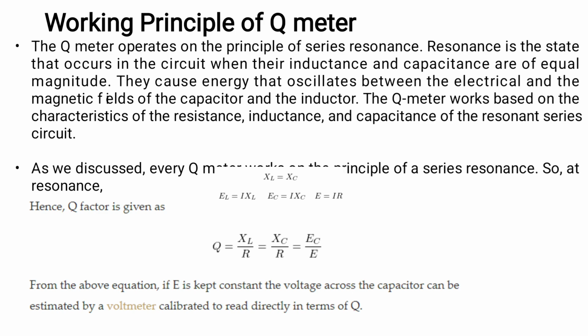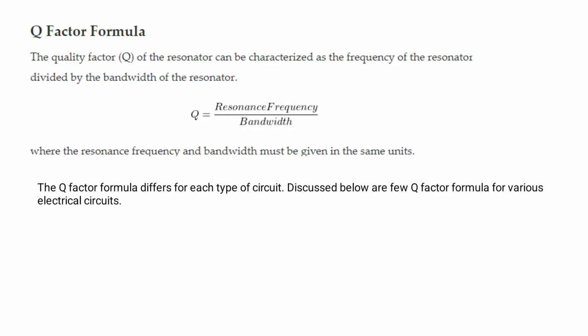So from the equation, if E is kept constant, the voltage across the capacitor can be measured by a voltmeter calibrated to read directly in terms of Q. The quality factor of the resonator can be characterized as the frequency of the resonator divided by the bandwidth of the resonator. So Q is calculated by using the formula resonant frequency divided by bandwidth, where the resonant frequency and bandwidth must be given in the same units.